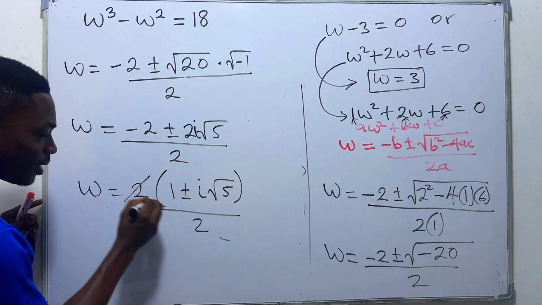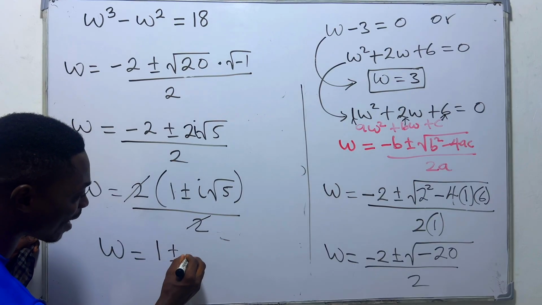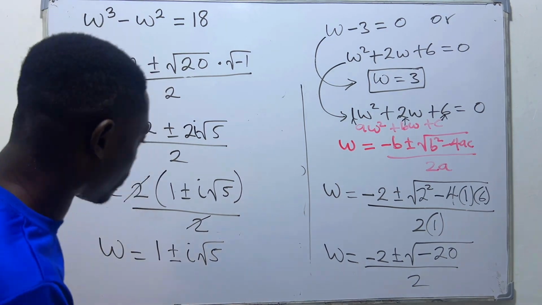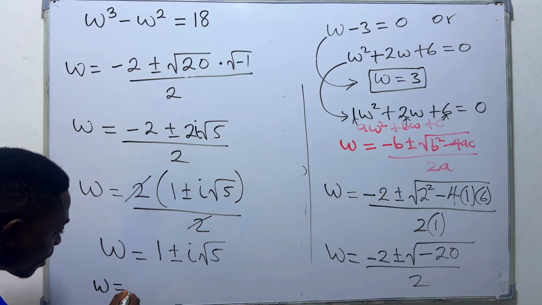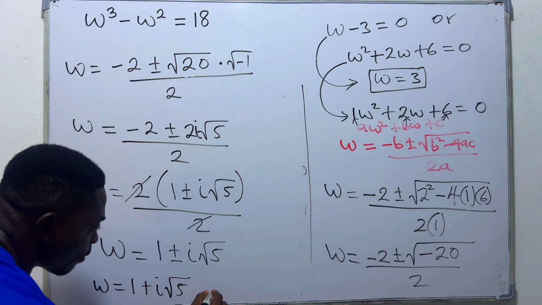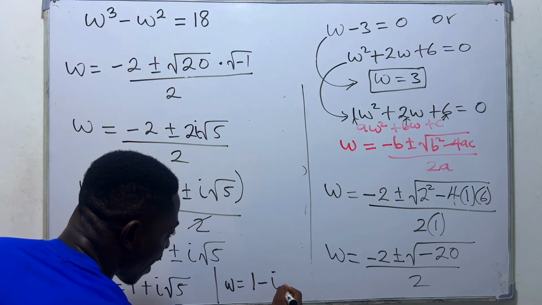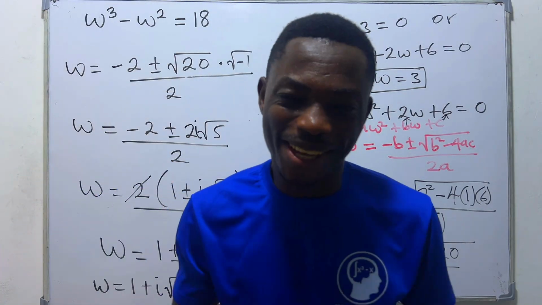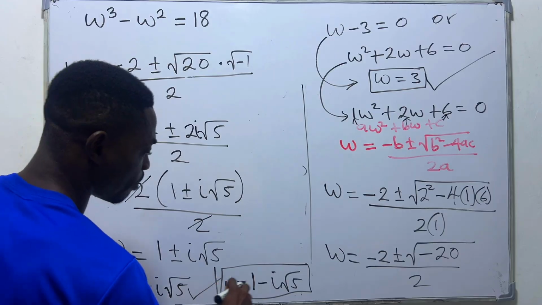And you notice that this and this will go, and we are getting w is equal to 1 plus or minus i square root of 5. And of course, we have 2 answers for this one, the positive one and the negative one. So if we want to split them, then hopefully we are getting w is equal to 1 taking the positive side, we have positive i square root of 5. So this is one of the solutions. And then w is equal to 1 minus i square root of 5. And that is pretty much it. So 3 answers, of course. The real part and the 2 complex parts.